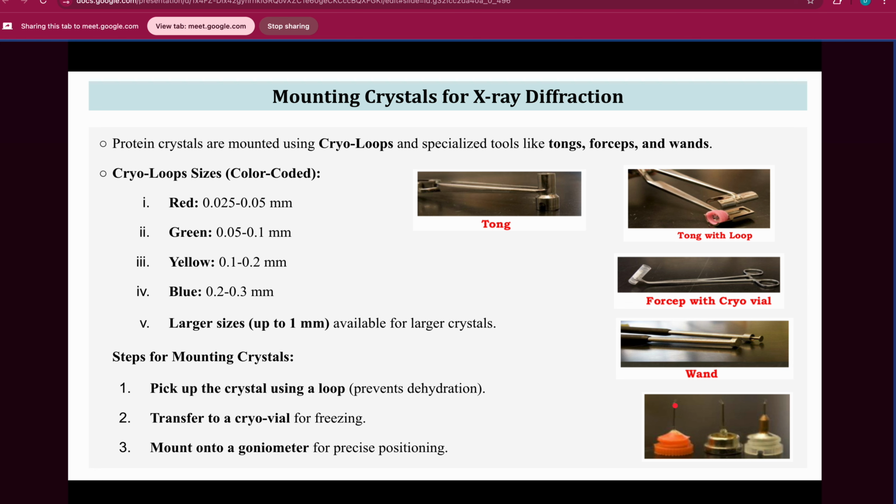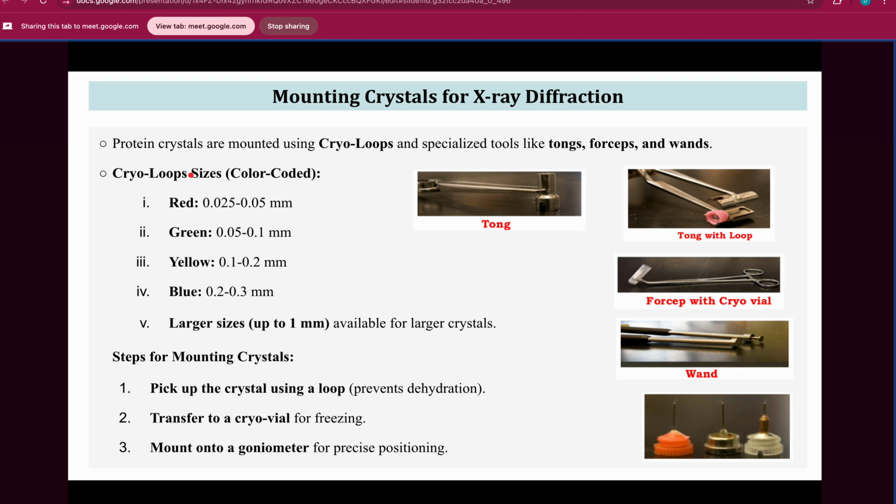You have to carefully pick up the crystal, and these loops are attached to specialized tools such as tongs. In this case, you can see how this loop is attached to the tong. This tong will help you to pick up the crystal. You will not directly use these loops. You will use either tongs or forceps. With forceps, you can pick the cryo vial, and then you can take the tong with the loop and carefully pick the crystal. Or you can also use the wands.